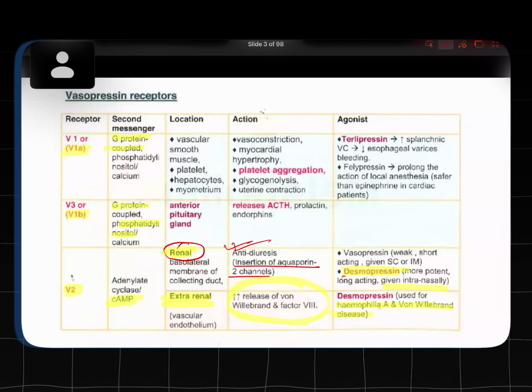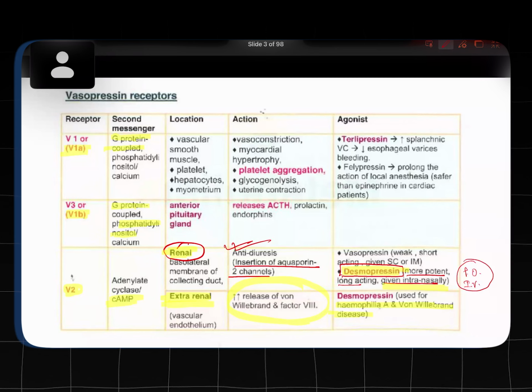And you are not using vasopressin, you are using desmopressin because it is more potent and long acting. The route is usually intranasal. However, peroral and IV routes are also there, but for examination purposes, intranasal is good enough. The dose is 10 mcg intranasally.